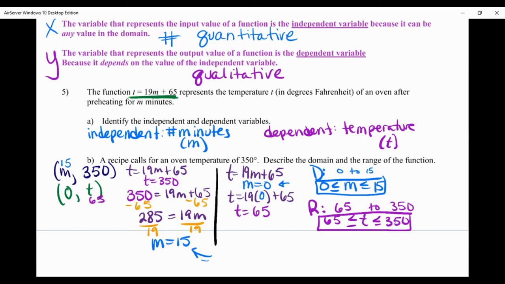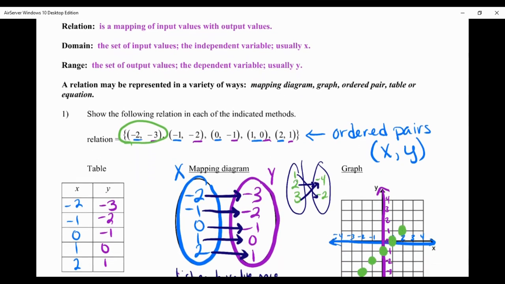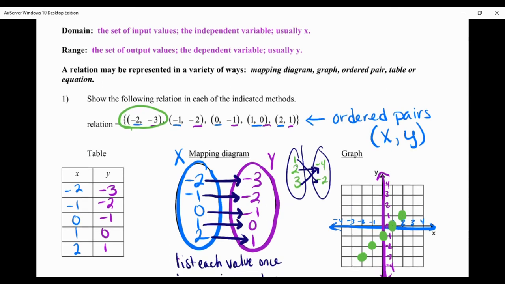Okay, let's recap. Okay, relations, you can express them multiple ways. Ordered pairs, table of values, mapping diagram, as a graph. The input values or the x values or the independent variables make up the domain. The y values, the output values, the dependent variables make up the range. Domain x, range y. Domain inputs, range possible outputs.